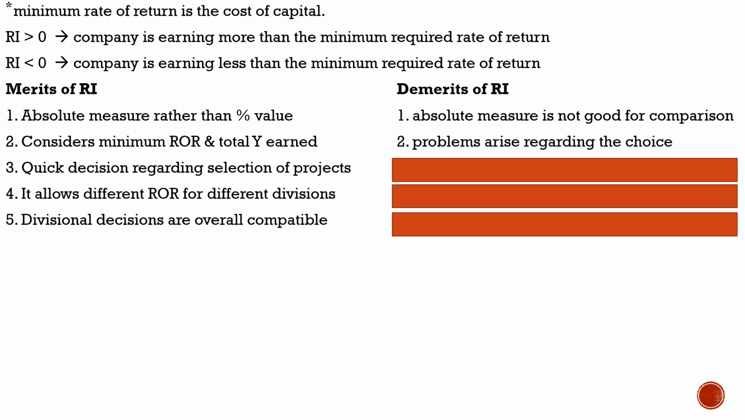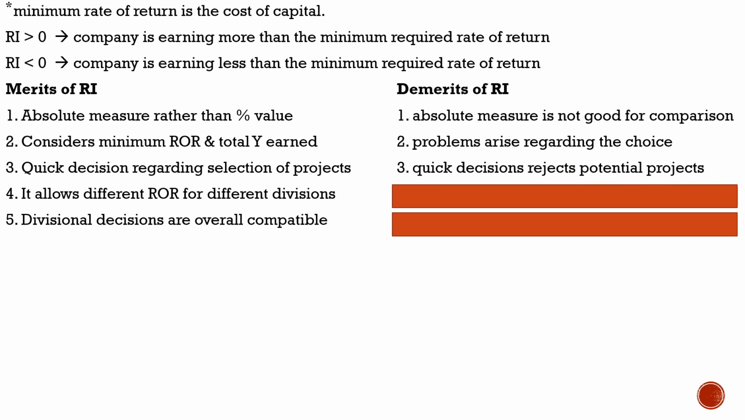Problems may arise with regards to the choice of an appropriate minimum rate of return. Which rate of return has to be accepted as a yardstick? That is an issue within the organization. Sometimes the return on investment may be low in the first few years. As a result, a potential investment proposal may be rejected due to dissatisfactory residual income in the initial year. So, even though residual income has the advantage of quick decision making, sometimes quick decisions reject potential projects.